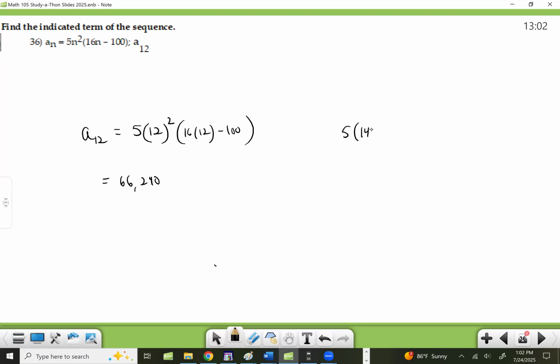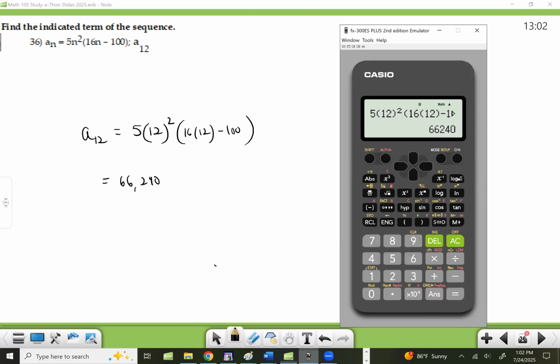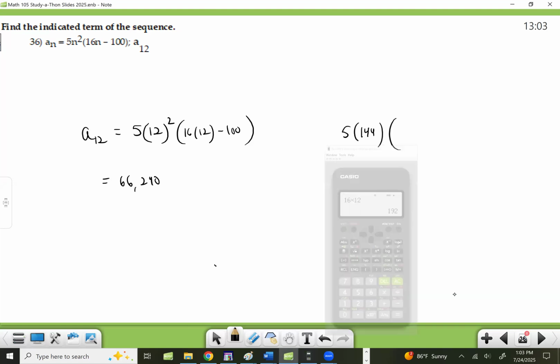12 times 12 is 144. 16 times 12. See, I would even need my calculator for this. That's why I would probably just put the whole thing in. 192.